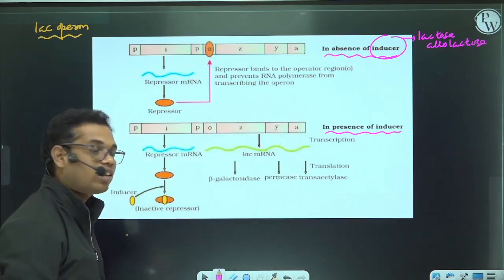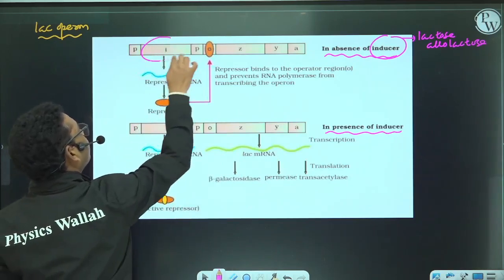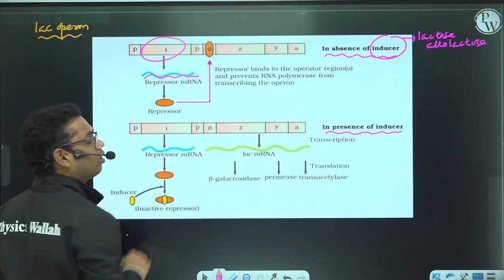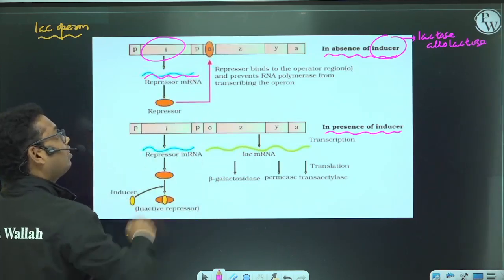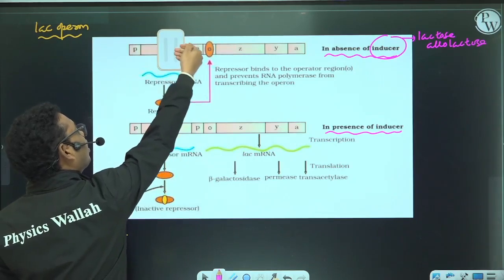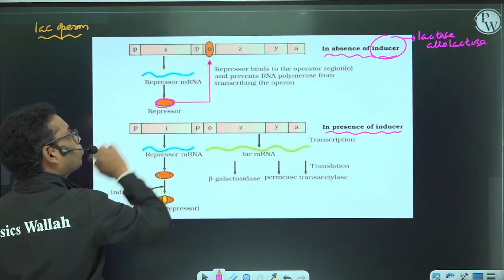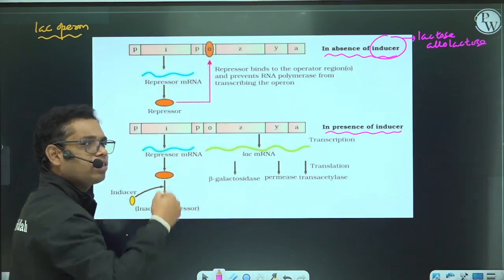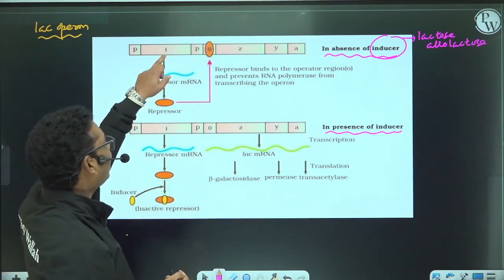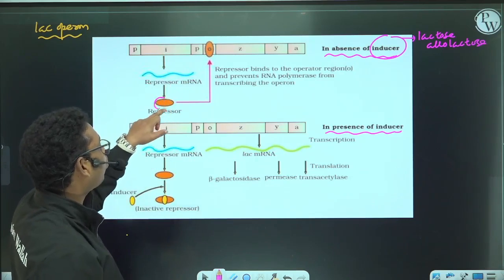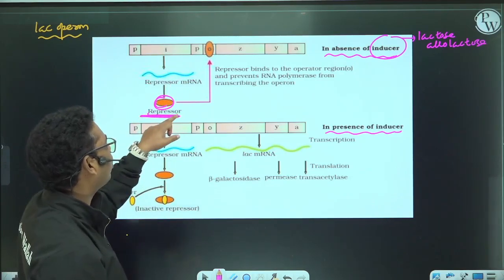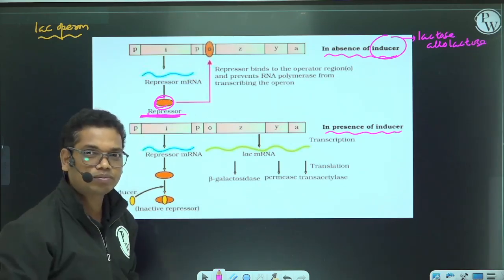So in the first case, what is happening? This regulatory gene will undergo transcription to produce the mRNA, and the mRNA will undergo translation to produce the repressor. Repressor is basically nothing but the regulator. The regulatory gene produces a protein which is called the regulatory protein, or regulator, and this regulator is called the repressor.